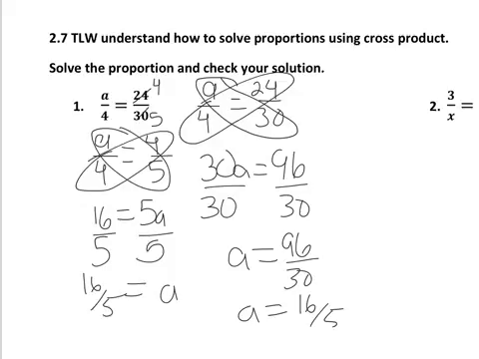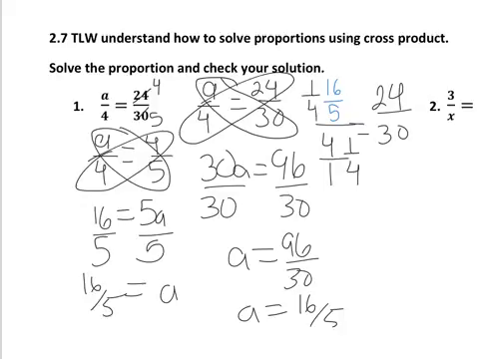So this is where it can get a little tricky. Okay? Because you have 16 over 5 over 4 equals 24 over 30. Now, think about it this way. How do you divide by a fraction? Well, you multiply by the reciprocal. Okay? So, because this is 6, so you get 16 over 20 equals 24 over 30.